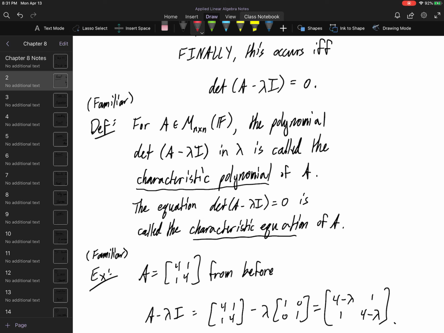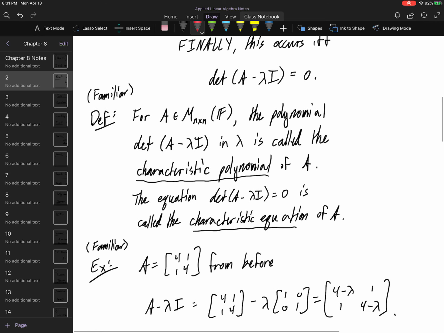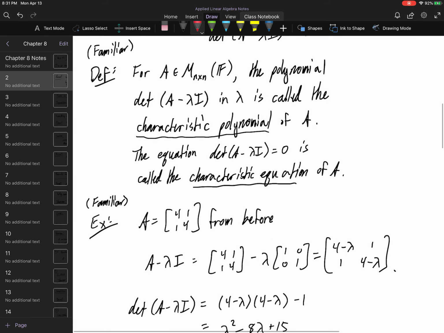The polynomial that we get in lambda is called the characteristic polynomial of A, and the equation that is the determinant, or setting the characteristic polynomial equal to 0, is called the characteristic equation of A.